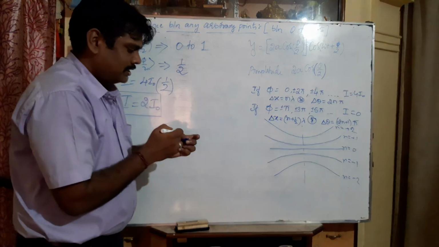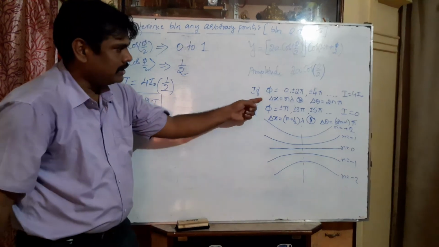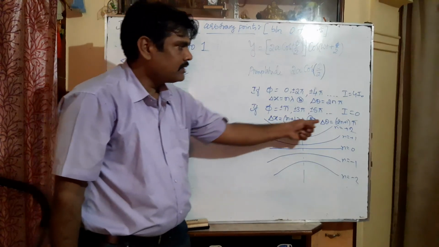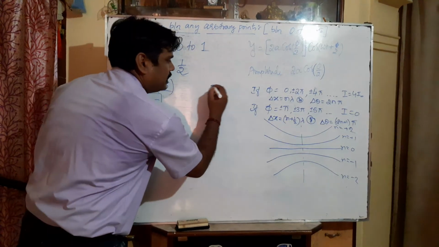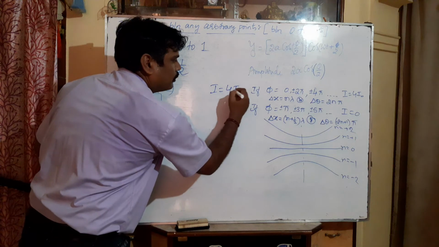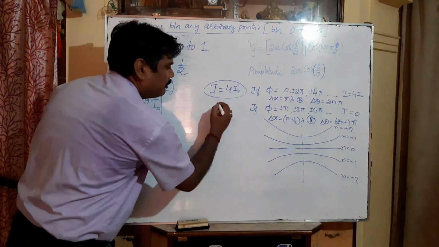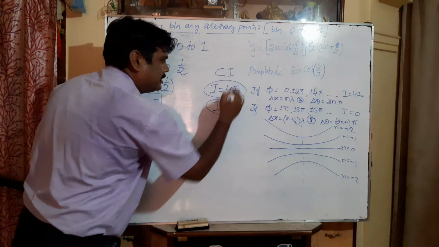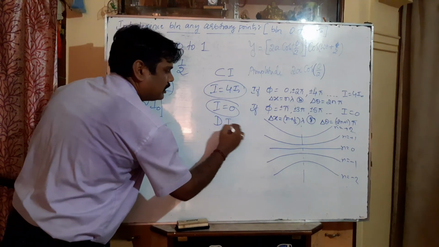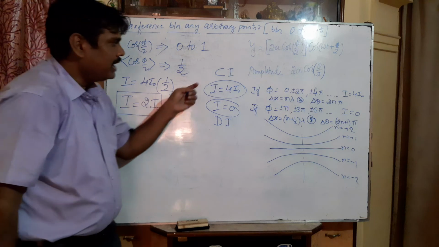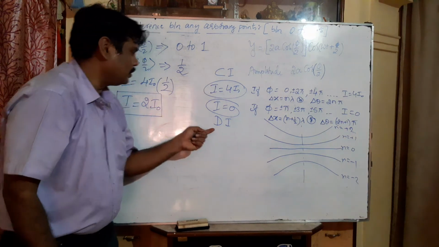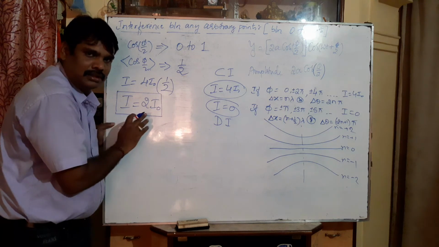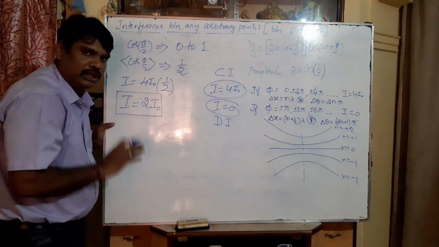If the intensity is maximum, it means constructive interference. If the intensity is minimum, it means destructive interference. Maximum means what is the value of I? I is equal to 4I naught. Minimum means I is equal to 0. So this is constructive interference. This one is destructive interference. If the value lies between constructive and destructive, then the intensity is half of the maximum value. Clear?